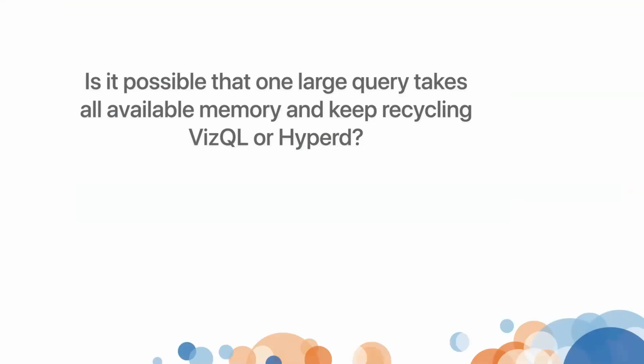Question: when we recycle Hyper and recycle the VizQL setting, we recycle more often. Is it possible that one large query can take all available memory and keep recycling your VizQL and your Hyper very often? My recommended setting is to make it recycle more often, make the memory 60% or 70%. With that, is it possible that one large workbook can just keep recycling your server? Possible?